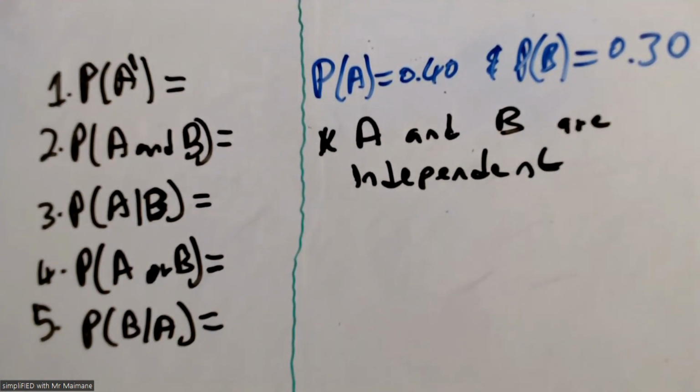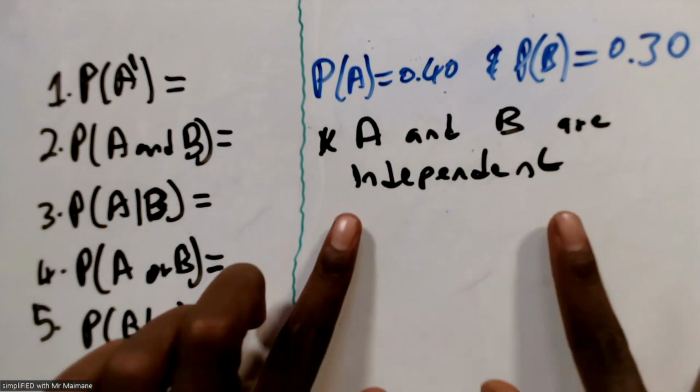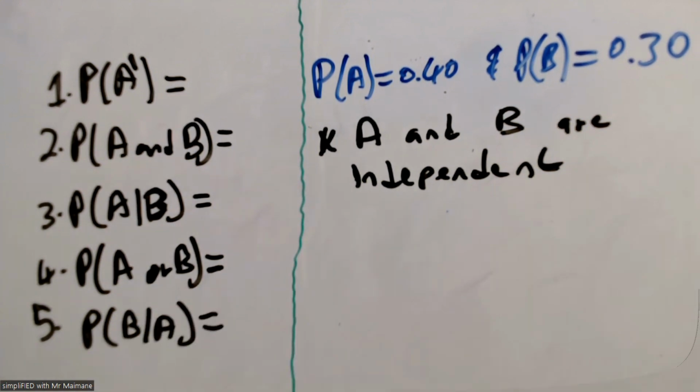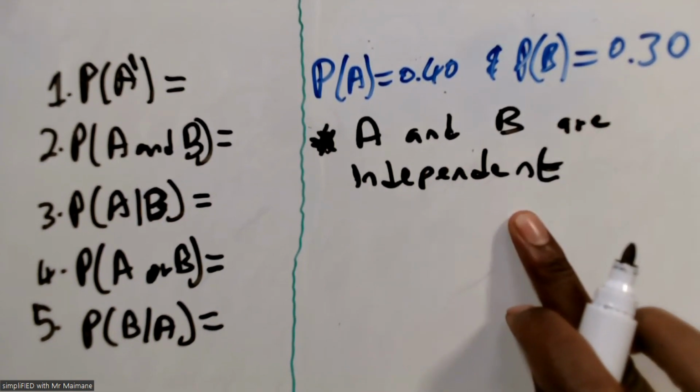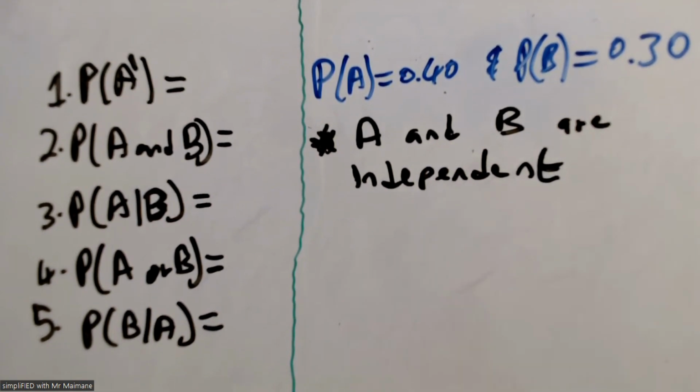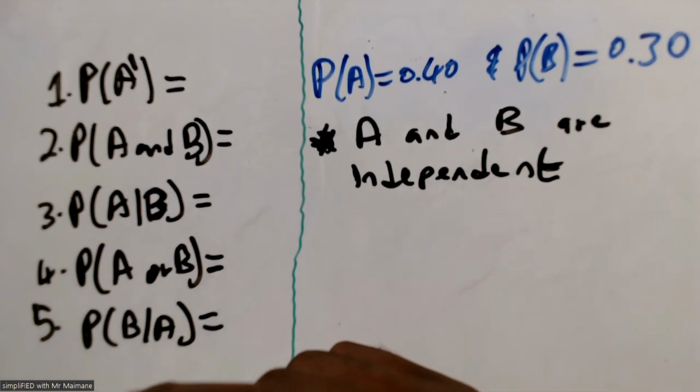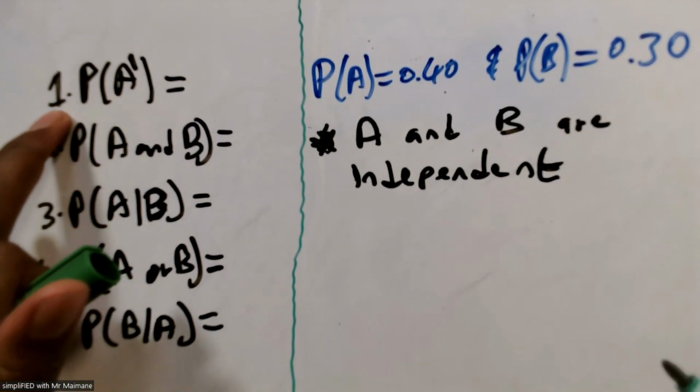They say A and B are independent. This is what we have. Obviously, the word independent is a key to something special, but we're going to talk about it when we get there. Let's answer this 1-1. Now, let's start with the first one.